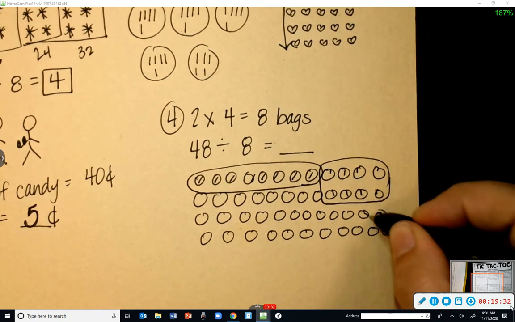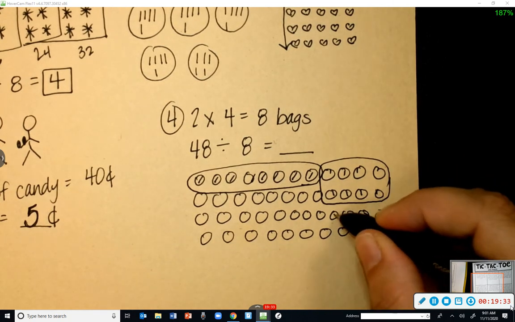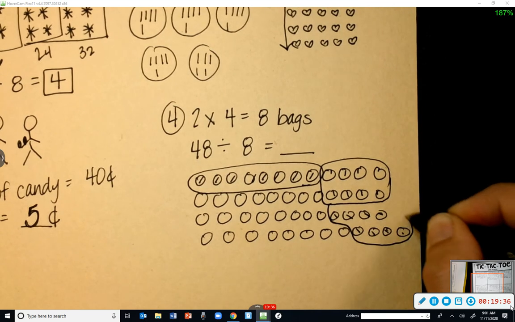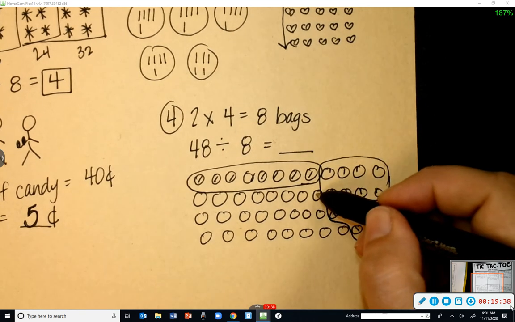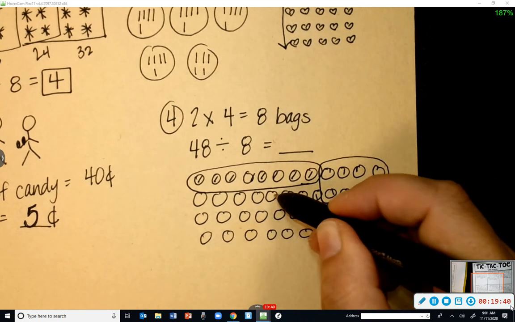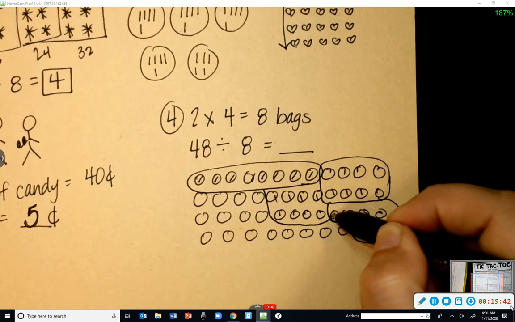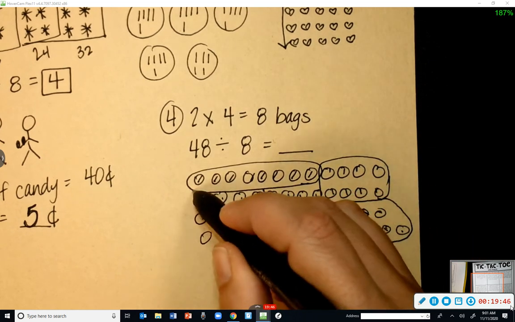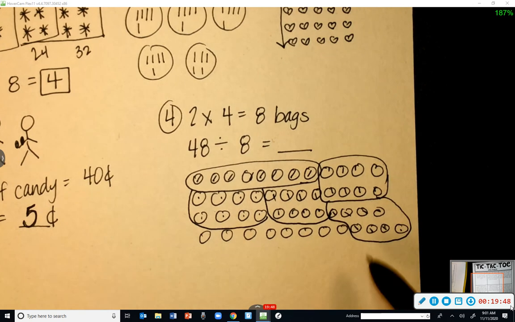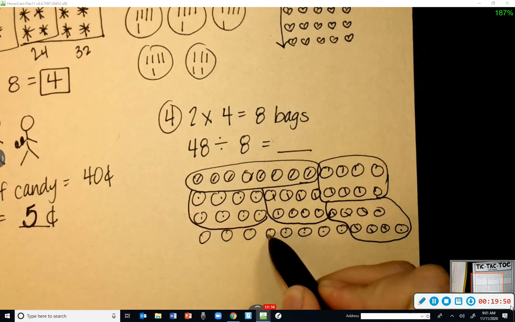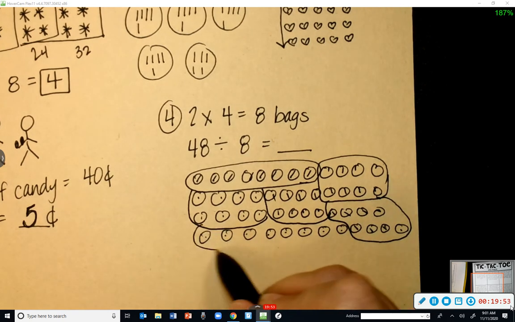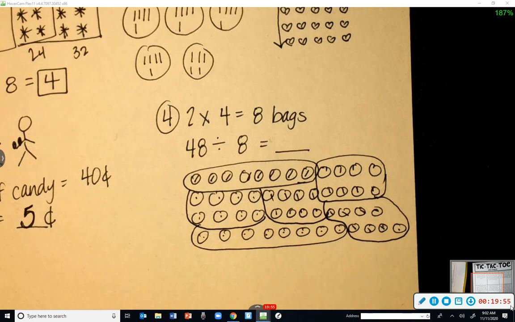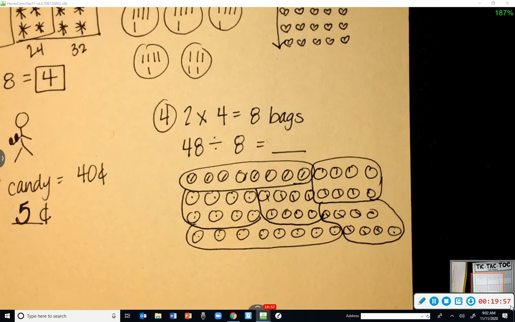1, 2, 3, 4, 5, 6, 7, 8. There's a group of 8. Another group of 8. Another group. Another group of 8. And now, what would I do to find my answer?